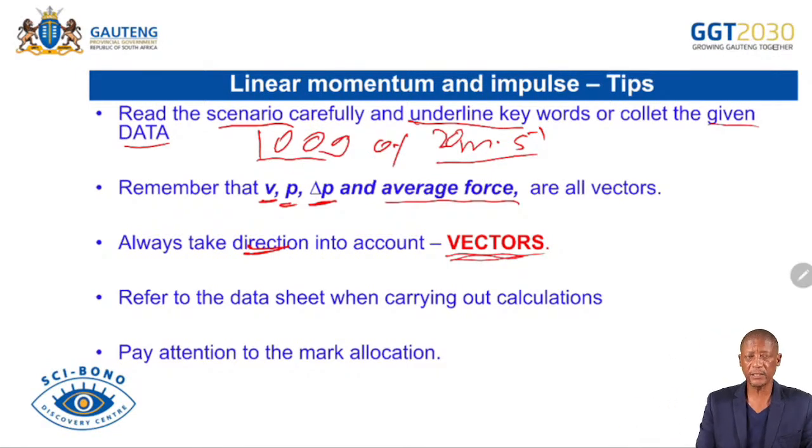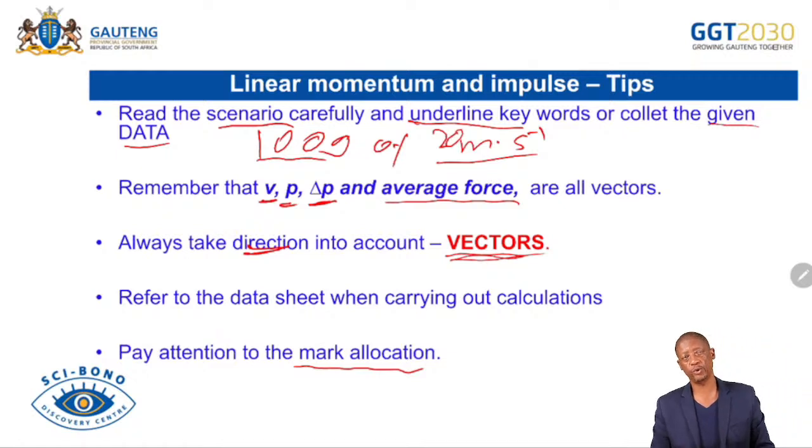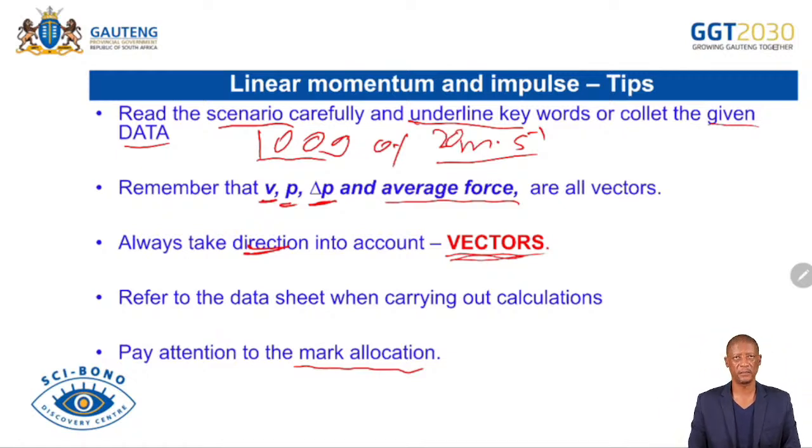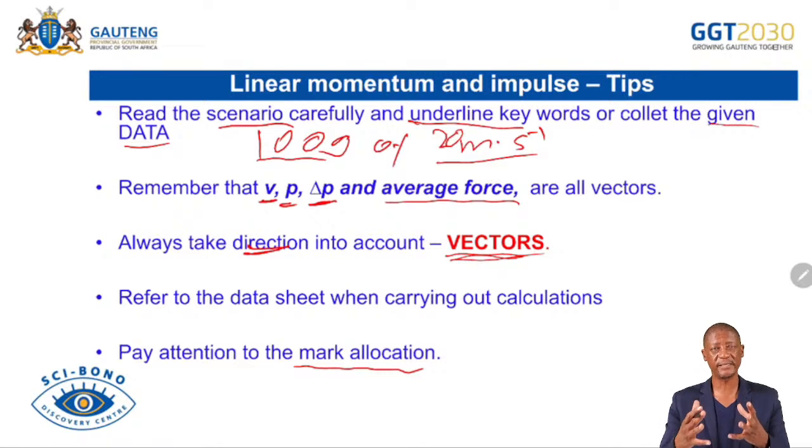Now, pay attention to the marks. If it's 3 marks, know where you are going to get the 3 marks. For 3 marks, they want the formula, they want substitution, then the answer. That is 3 marks. For 4 marks, the steps will show. Maybe 1 for a formula, 2 for substitution, and then the answer and the direction. So it gives you how many marks are given there.